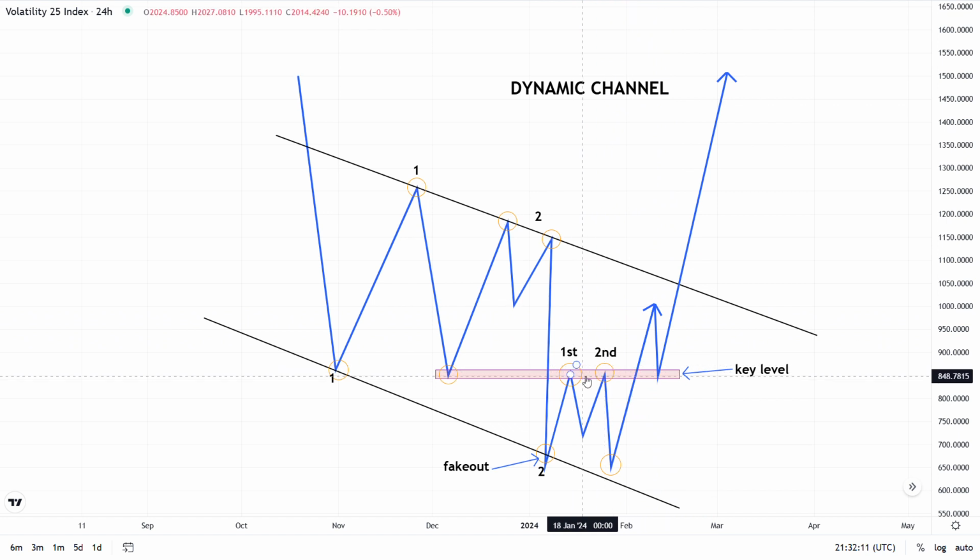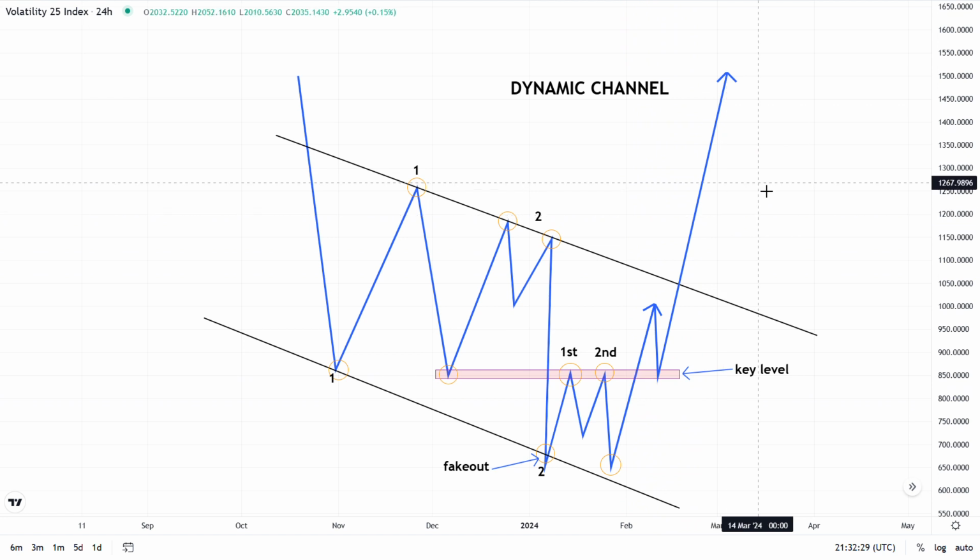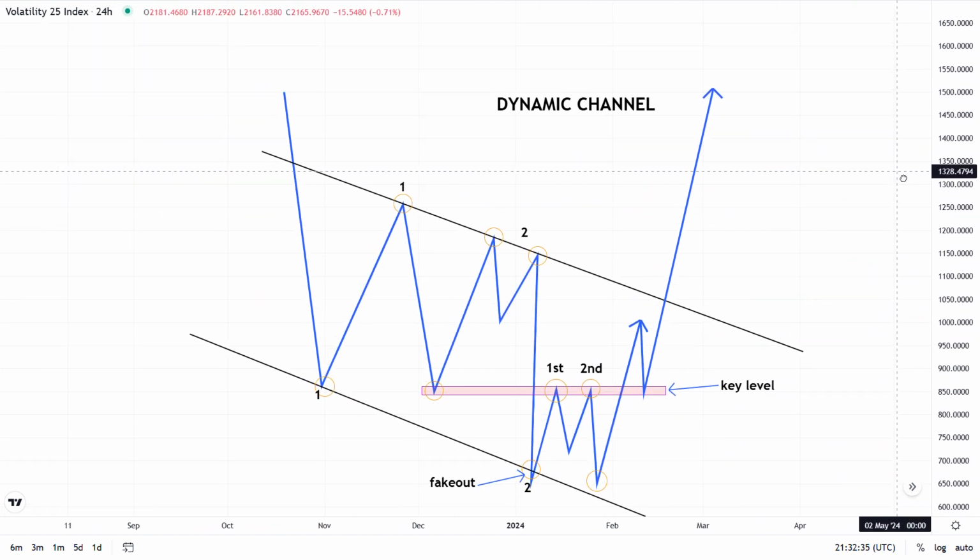So remember, this was a resistance, and the market came to this price level, this key level right here. This has now turned resistance for this price level. The market coming to this price level taps at this resistance, which has now turned support, and was able to break out. So this is for a dynamic channel that is going to the downside. Let's now take an example of a dynamic channel that's going to the upside in the second video.